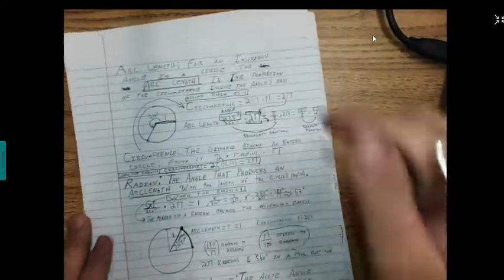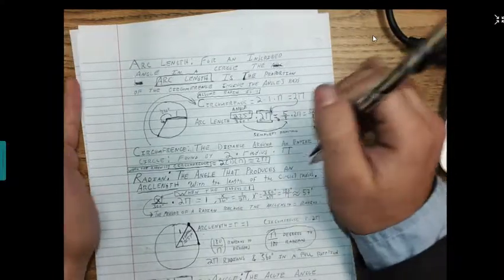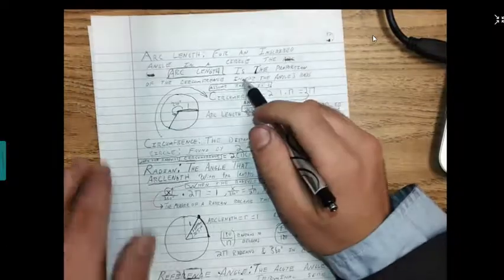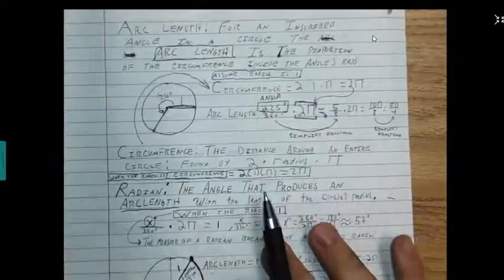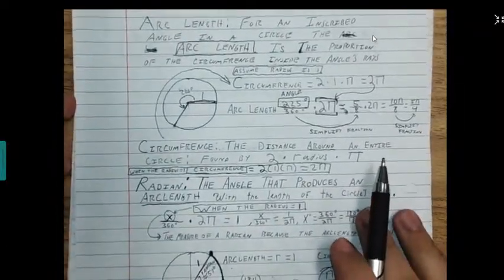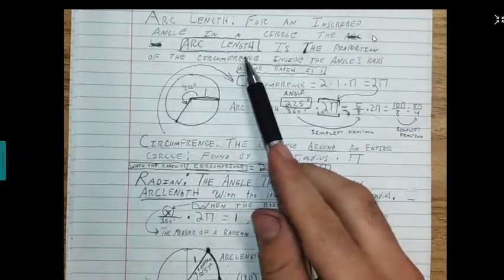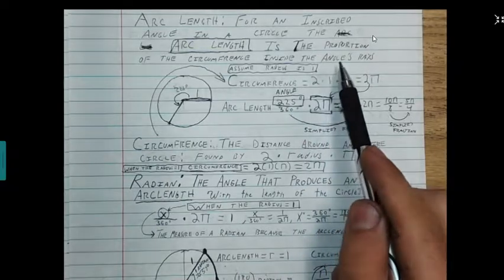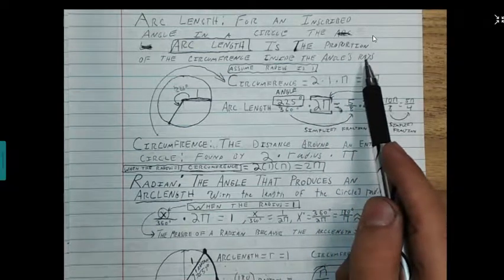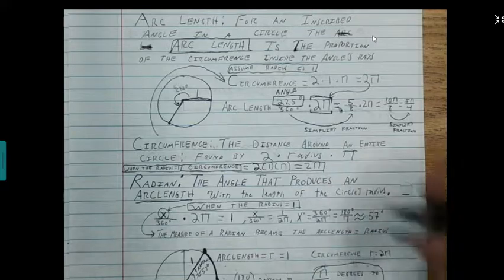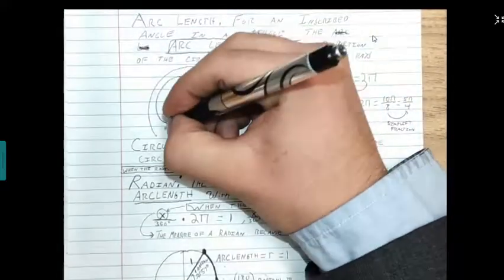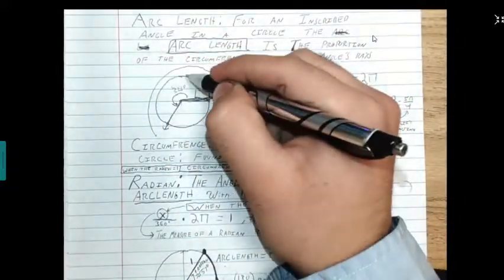We don't have to know arc length, but you do have to understand it to get radians. So an arc length for an inscribed angle in a circle is the proportion of the circumference inside the angle's rays. So let's look at, for example, this angle right here. Inside these rays, I have a 225 degree angle.